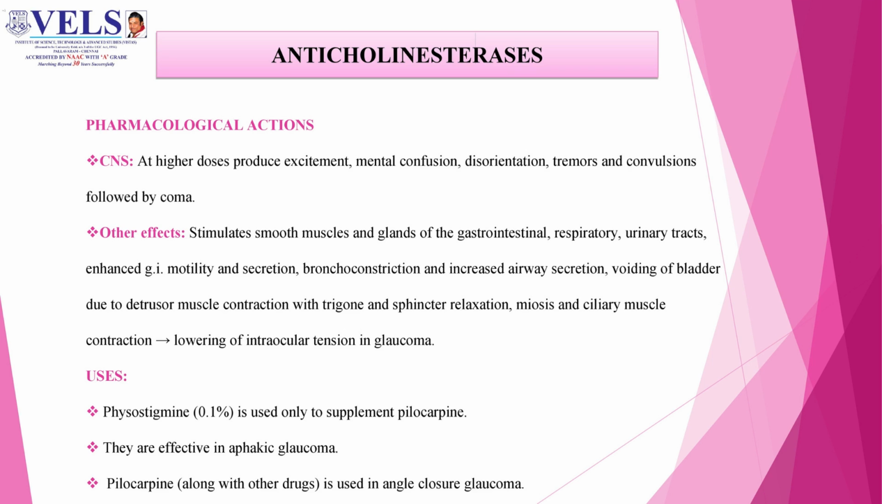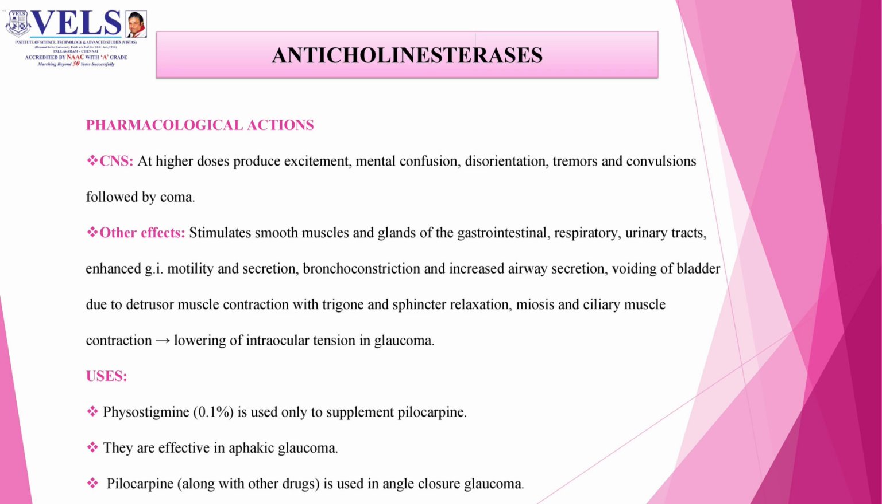Pharmacological actions at the central nervous system: at higher doses, it produces excitement, mental confusion, disorientation, tremors, and convulsions followed by coma. The other effects produced by these anticholinesterases: they stimulate the smooth muscles and glands of the gastrointestinal, respiratory and urinary tract, with enhanced GI motility and secretion, bronchoconstriction, and increased airway secretions, voiding of the bladder due to detrusor muscle contraction with trigone and sphincter relaxation, miosis, and ciliary muscle contraction that leads to lowering of intraocular tension in glaucoma.